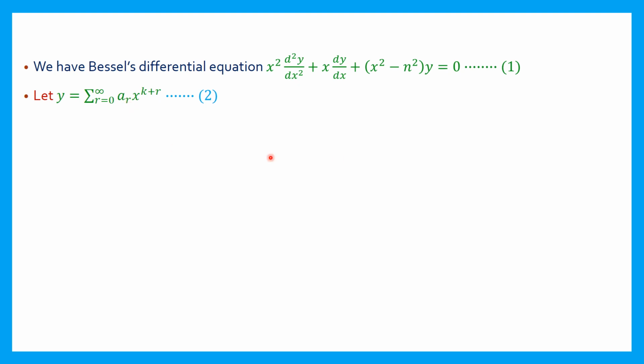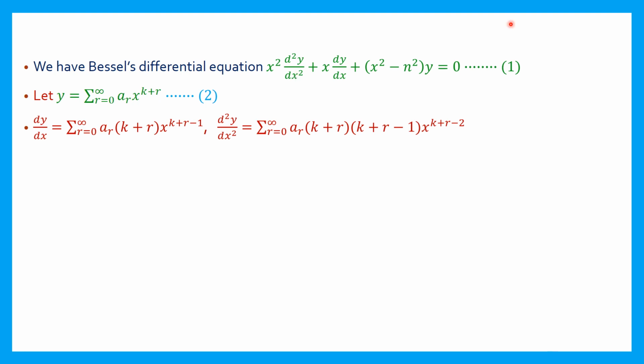Now, in this differential equation, we have the d square y by dx square term as well as the dy by dx term, similarly the y term. So we have to replace these terms. Of course, we have y equal to expression, that is equation number 2, we can replace here. Now we need dy by dx as well as d square y by dx square. So let us find it. So dy by dx can be found like this.